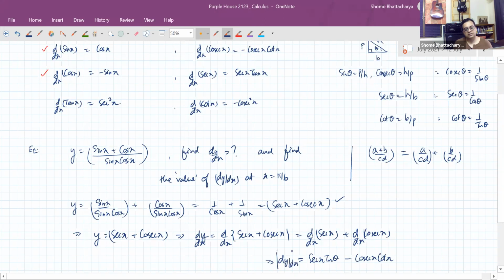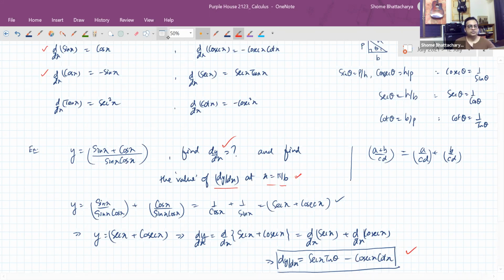This is dy by dx. Then of course we'll substitute the value of x as pi by 6 also. We'll get the final numerical answer for this part. So we asked two things: to find dy by dx, which we have found over here. We also have to find the value of dy by dx at pi by 6. So next we will do that. So you can just first note this down up to here.